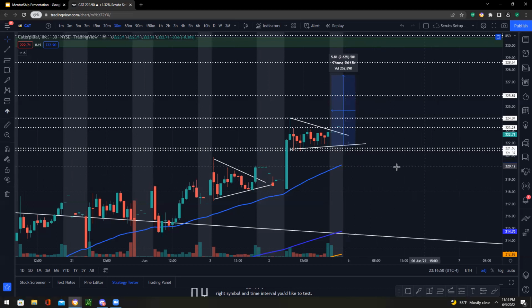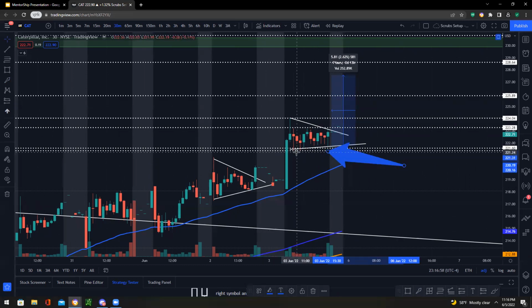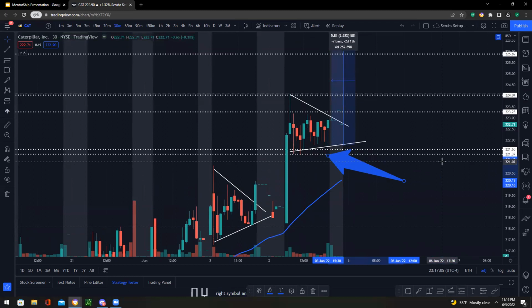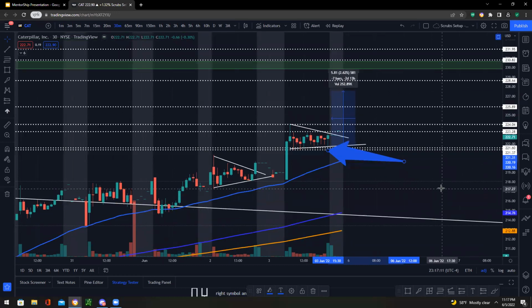Now, if it does not hold, then we would look to short. We would look to actually go for puts pretty much underneath this. If this area does not hold, so about 221.40. If you want a safe entry, just say 221. Really depends on if you want to be safe or aggressive. And the real target would be probably 220.